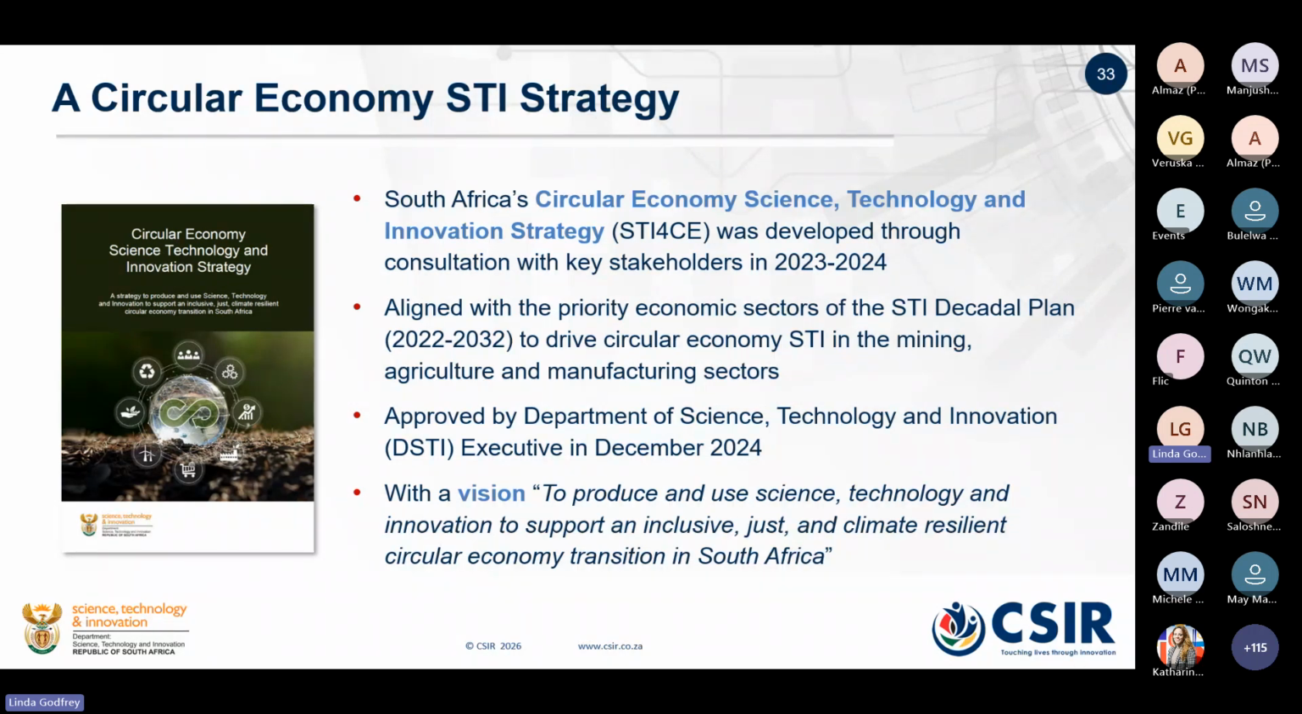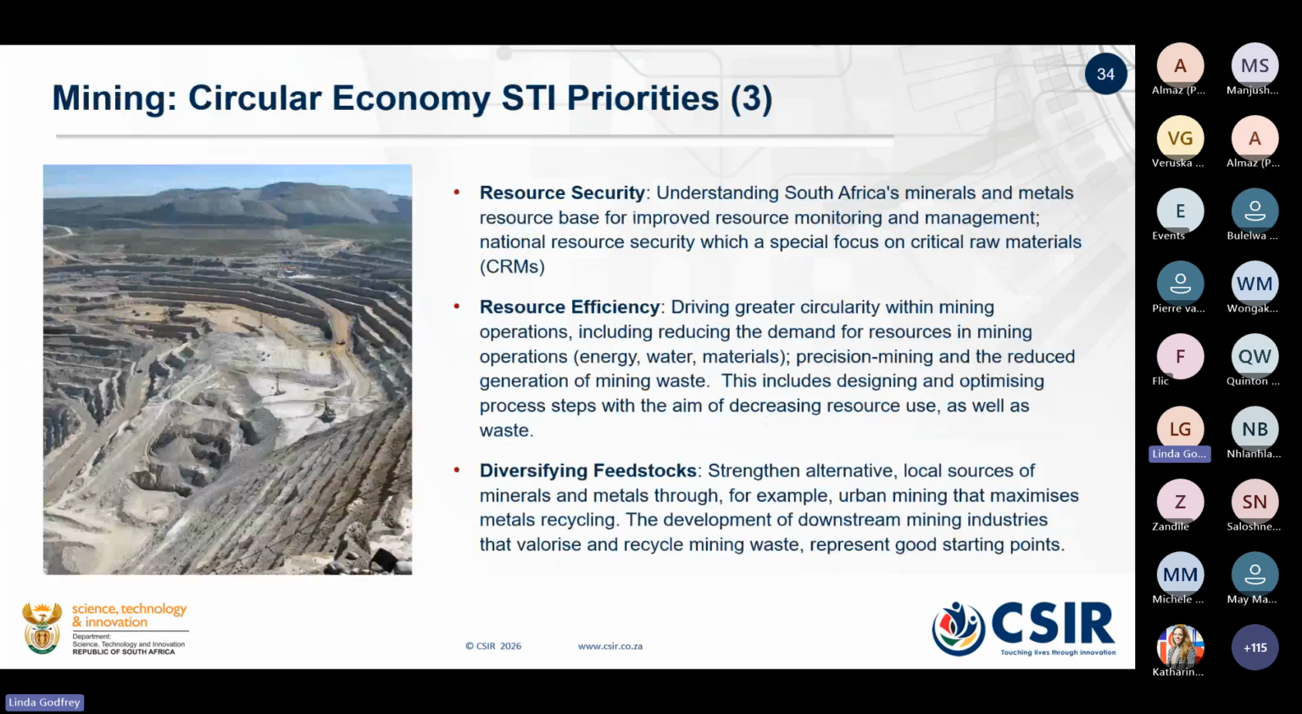So how do we move forward from this? Now that we have the strategy, the waste roadmap is merged into this document, we bring this 10 years of experience with us. What does it look like? So within the strategy, these 3 interface sectors. Within mining, there are 3 priorities that have been identified. The first of these is resource security. So it's understanding South Africa's minerals and metals resource base, and very much within this conversation of critical raw materials or critical minerals.